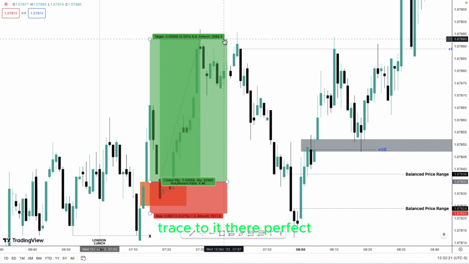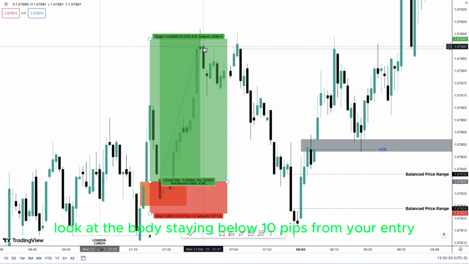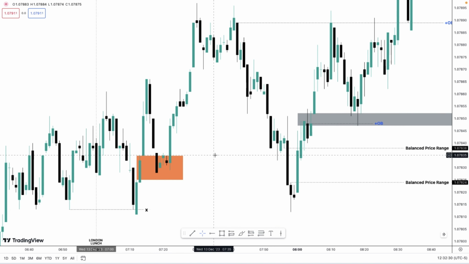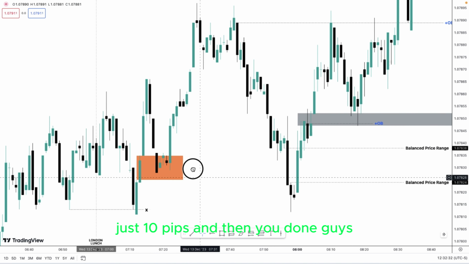Trace to it there perfectly. Look at the body staying below 10 pips from your entry. It's not a coincidence. Now, silver bullets is not meant to be a big trade. Just 10 pips and then you're done. Right.